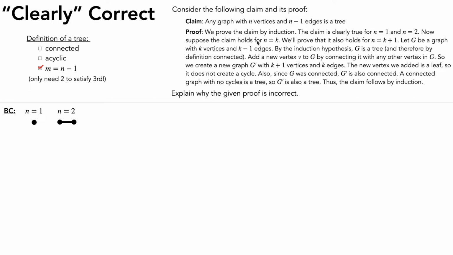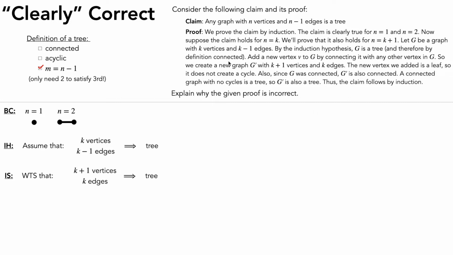Now suppose the claim holds for n equals k. So this is their induction hypothesis. They're assuming that when n equals k, so when you've got k vertices and k-1 edges, the claim is true. In other words, then you've got a tree. We'll prove that it also holds for n equals k plus 1. So in our induction step, we want to show that it holds when n equals k plus 1.